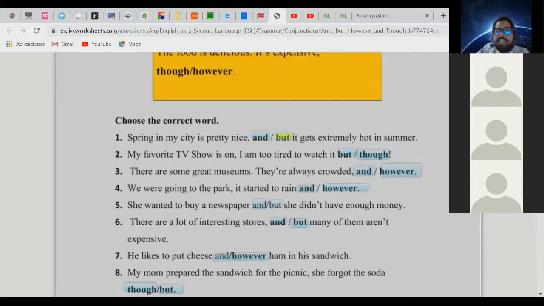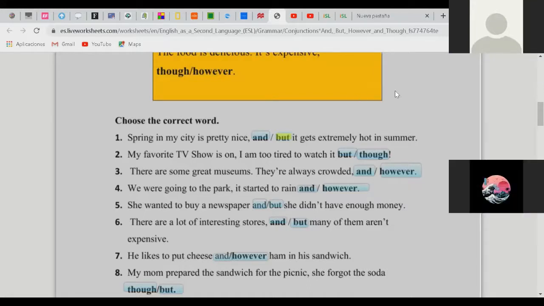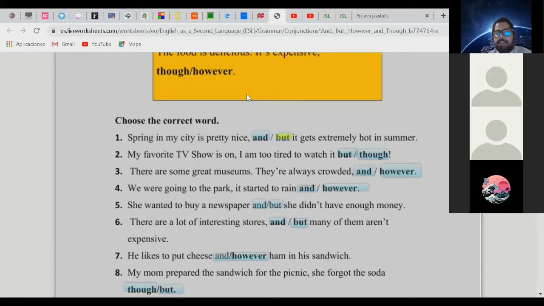I don't know if in this case Mati can help me with the reading. Mati, are you there? Yes? Yeah, teacher. Great. Go ahead. My favorite TV show is on, I am too tired to watch it, but, though. Yeah, though. Okay. Thank you, Mati.